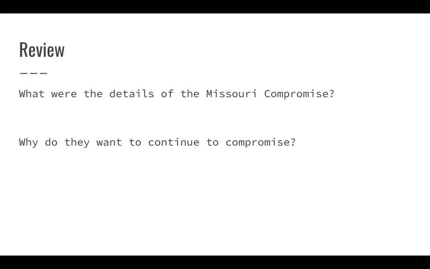Let's review. The details of the Compromise of 1820, or the Missouri Compromise, is that all future territory north of Missouri's southern border would be free. Congress wanted to continue to compromise because they were attempting to keep both northern and southern states happy as it related to slavery. Southern states wanted to maintain the institution, as we've discussed, and northern states wanted it to be abolished and wanted slavery to not be an institution that is protected, but something that is taken away.